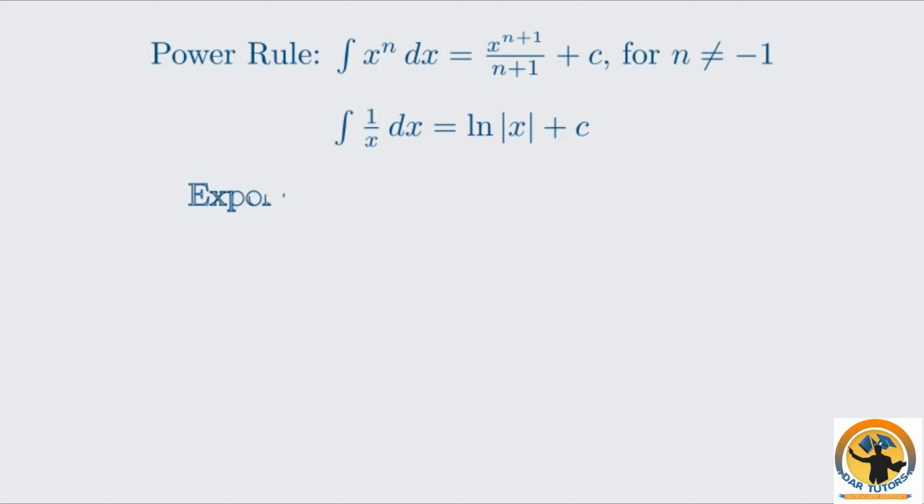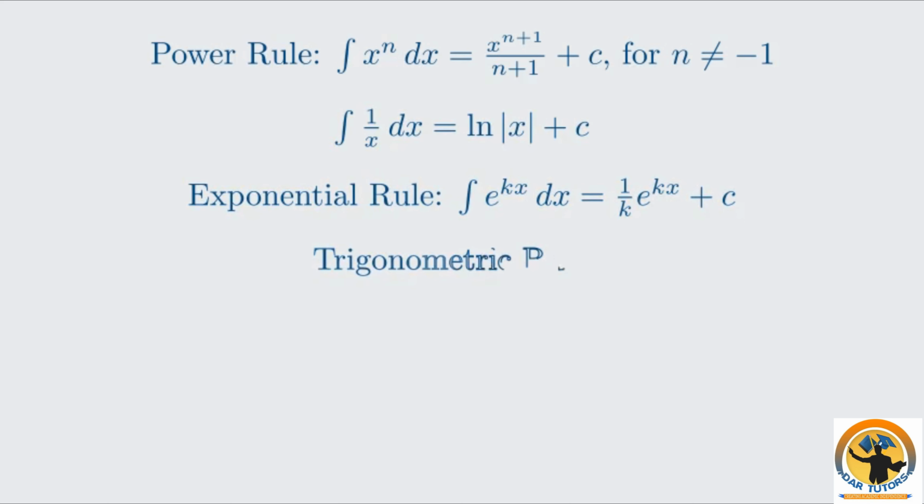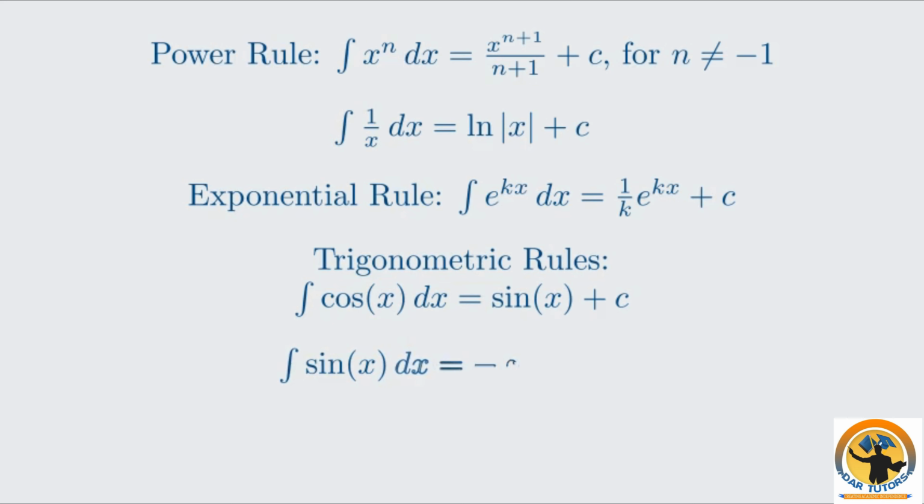For exponential functions, the antiderivative of e to the power of kx is 1 over k times e to the power of kx plus c. For trigonometric functions, the antiderivative of cosine of x is sine of x plus c, and the antiderivative of sine of x is negative cosine of x plus c. These are the fundamental rules you'll use to find antiderivatives. Remember, the process is always the reverse of differentiation. Now, let's connect this idea of antidifferentiation to the concept of area under a curve.